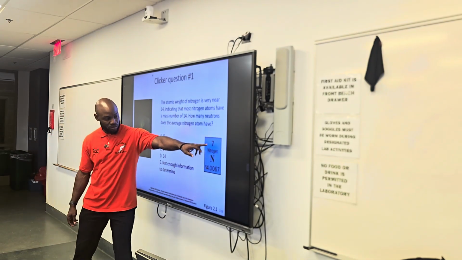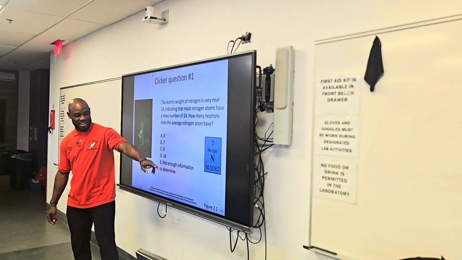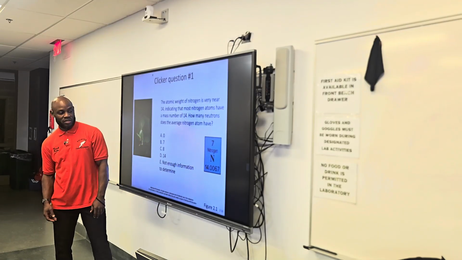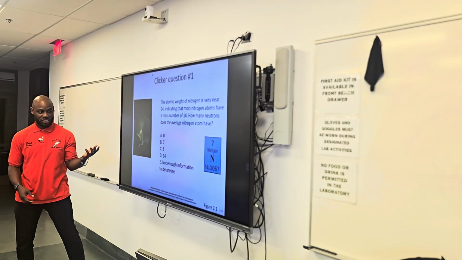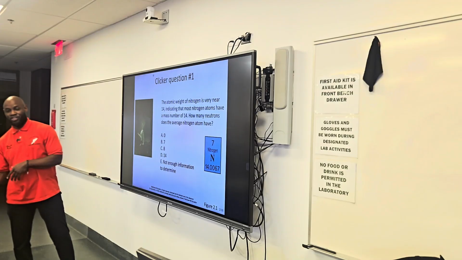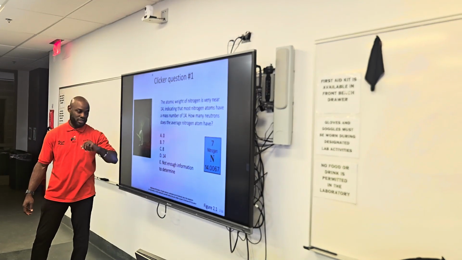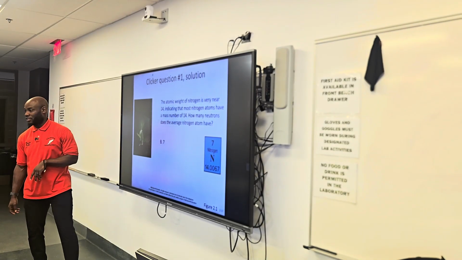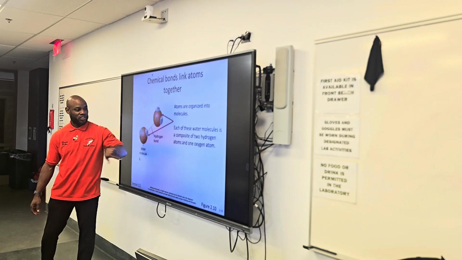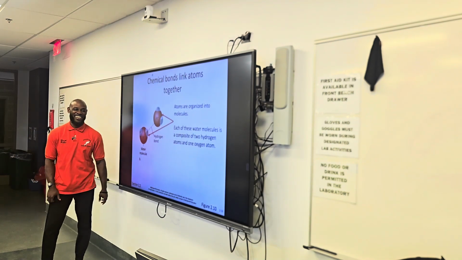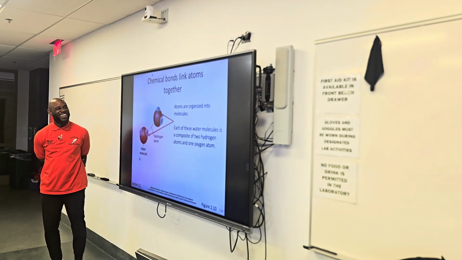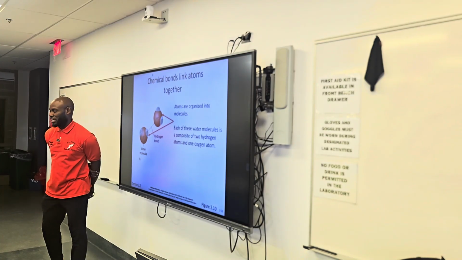All right, so here's a question in regards to that. The atomic weight of nitrogen is very near 14, indicating that most nitrogen atoms have a mass number of 14. How many neutrons does the average nitrogen atom have? If the atomic number is 7 up top and the mass number is 14, that means you have 7 protons. To get the 14, you would have to have 7 neutrons. So the correct answer would be B.